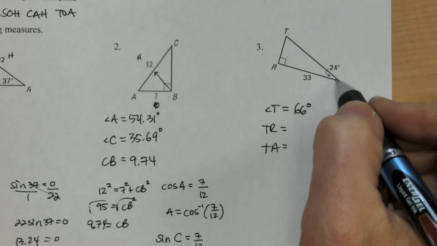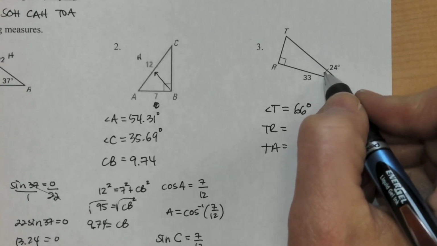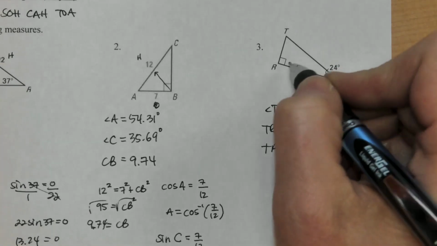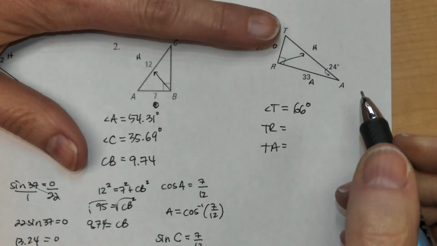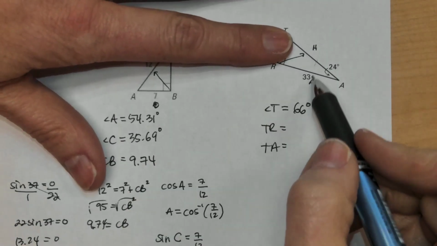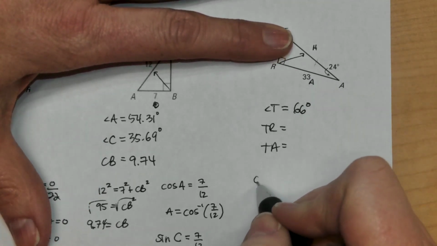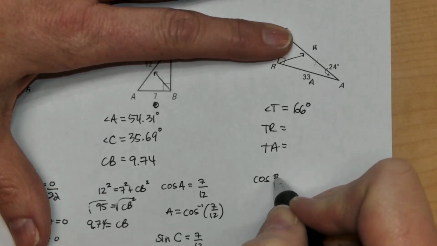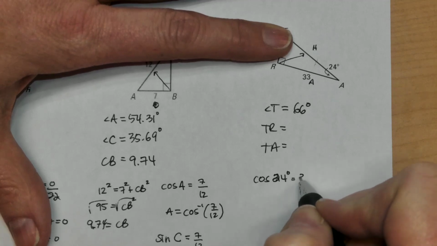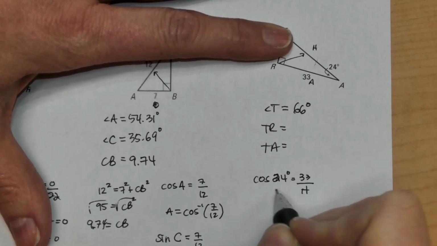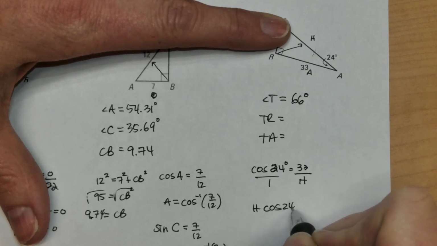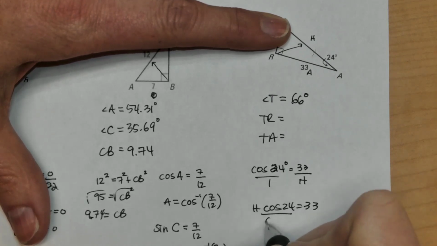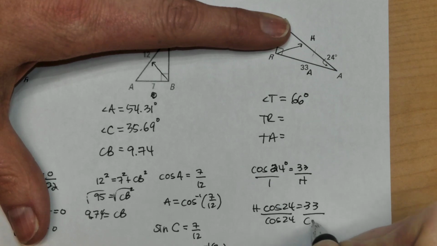From 24's perspective, from that angle, the 33 is the adjacent. This guy's our hypotenuse, and that's our opposite. So I'm just going to cover up O for now. I'm left with A and H. That is a cosine. So cosine of 24 equals adjacent over hypotenuse. This time we get H with our cosine, and our 33 is by itself, so we're going to have to divide by cosine of 24.